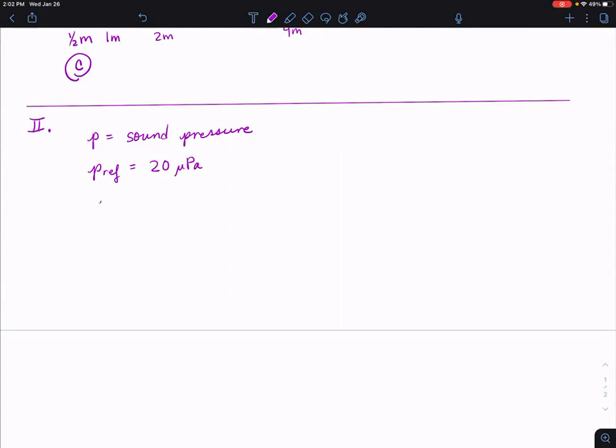Okay, and then the SPL is the sound pressure level. Those are our different variables that we're talking about here. Sound pressure level will be in decibels. The sound pressure will be in pascals, and we specifically will use micropascals. So that little mu equals micro, and that is a factor of 10 to the minus 6. Okay.